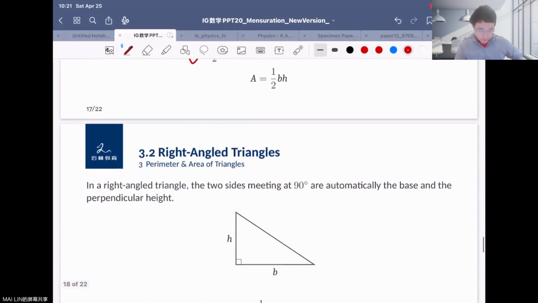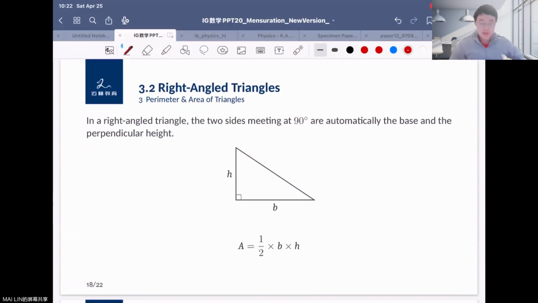That is it. And then for right angle triangles, here the height is h, one side of the right triangle, and another side is the base, so it's also a right angle side. So the area here equals a half times base times height, okay? Also the same method as before.